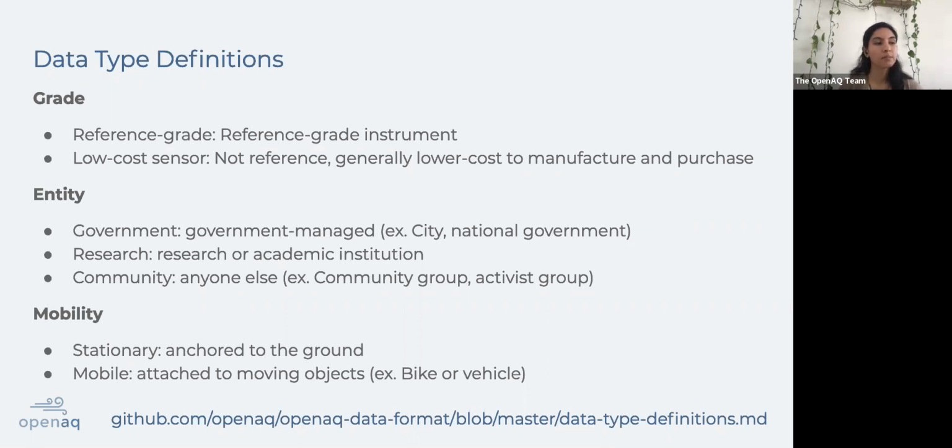And lastly, previously we've only had stationary data, but with the addition of the low-cost sensors, we also have some mobile sensors. Stationary means that the sensor is attached to the ground; it doesn't move at all. And mobile means that it could be attached to moving objects, for example, a bike or a vehicle. And this allows for greater collection of measurements in a certain area.